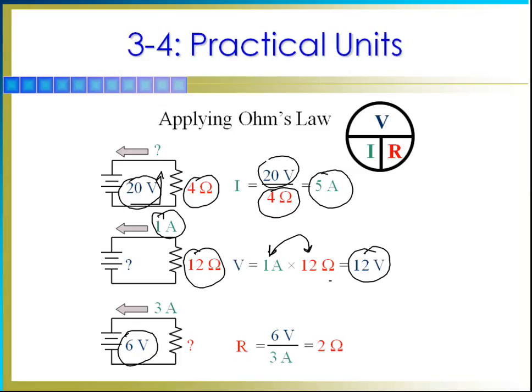If you know what your voltage source is, and you know what the current requirement is, you can figure out what the load resistance is going to have to be by simply voltage over current, 6 volts over 3 amps. Your load has to be 2 ohms. It's as simple as that.